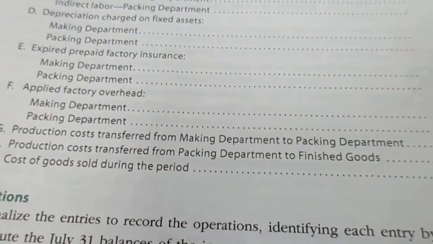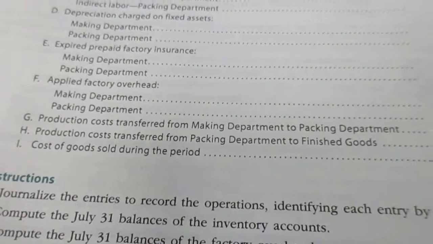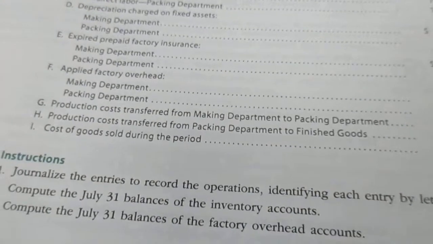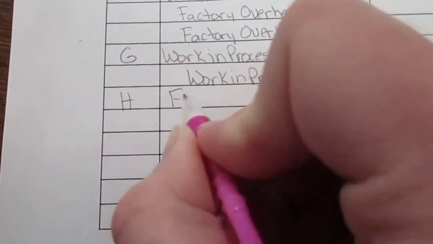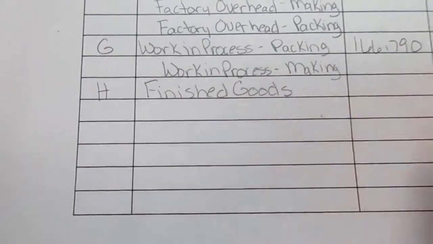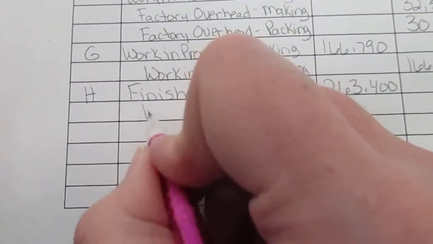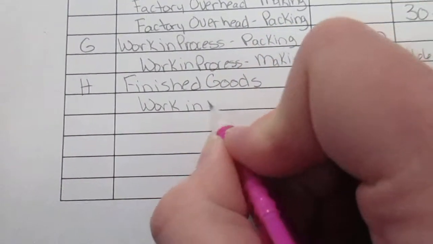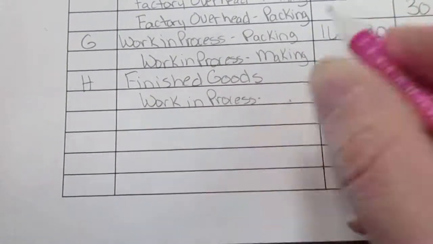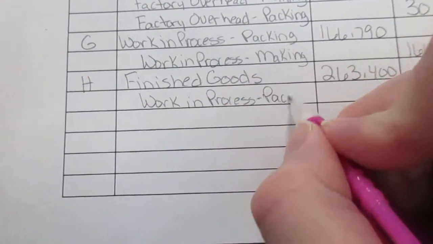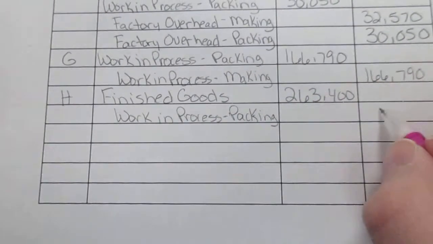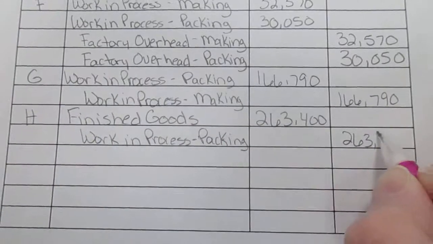Okay. Letter H, production costs are transferred from packing to finishing. So again, it goes from making to packing to finished goods. So we're going to take it out of packing and put it into finished goods. So we're going to debit finished goods for $263,400, and we're going to credit work in process packing, because we're moving it from packing into finished goods, for the same amount, $263,400.